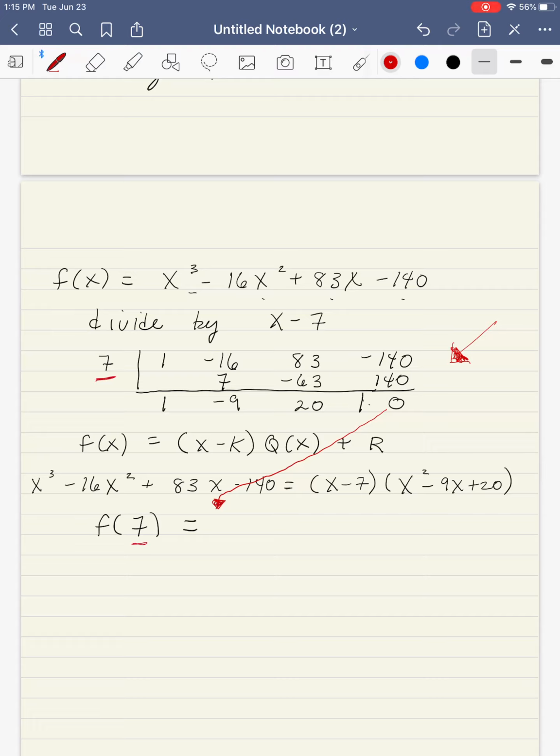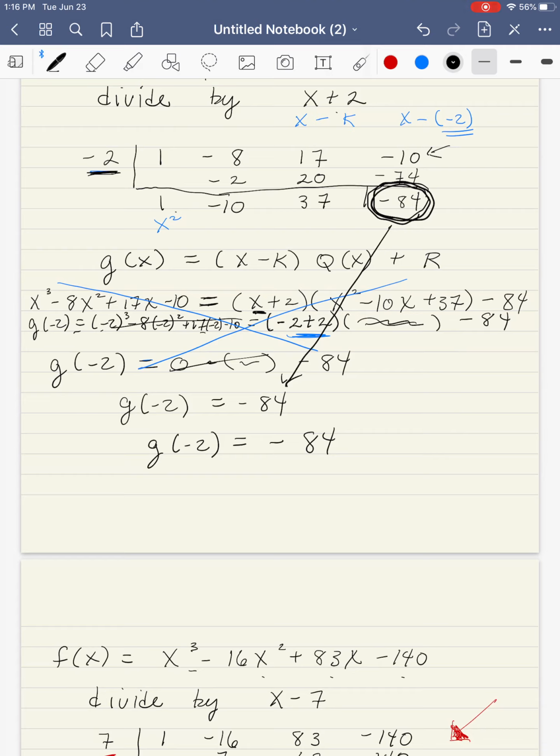And we see that using our remainder theorem, our remainder is our function value if the number here and here are the same. So our function value is 0.